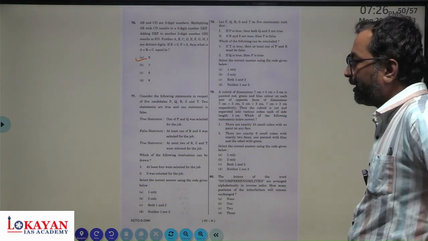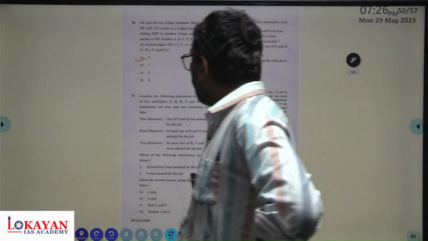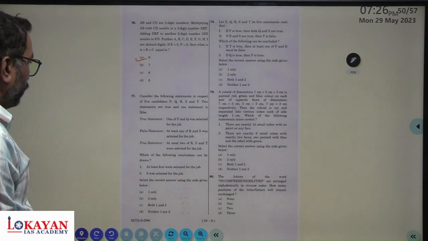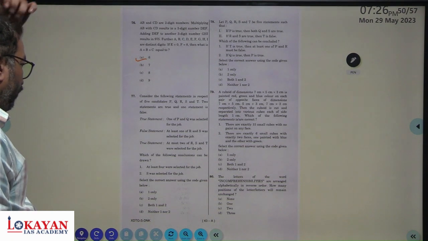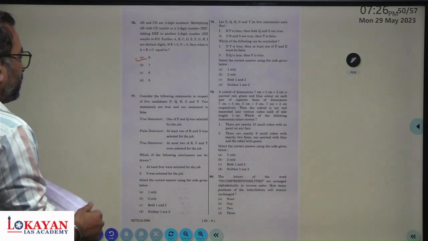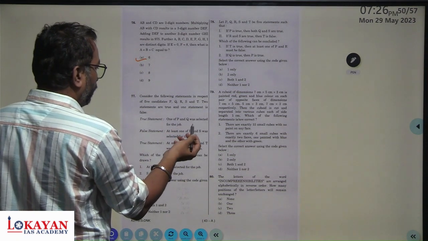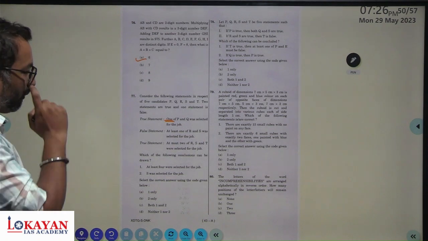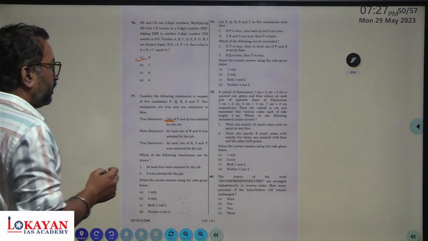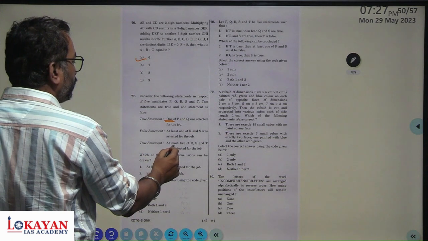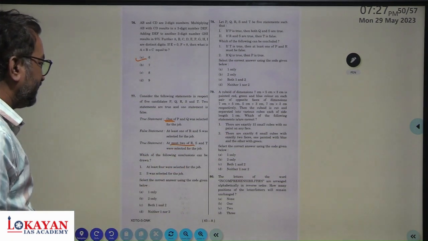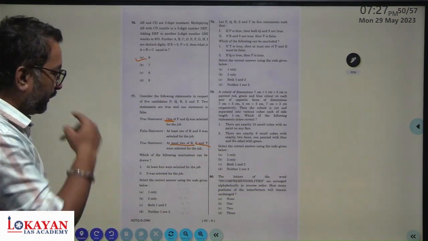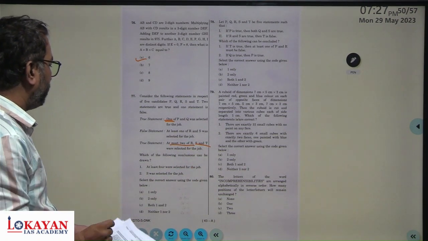Question number 77. Consider the following statements in respect of 5 candidates P, Q, R, S and T. 2 statements are true and 1 statement is false. True statement says exactly one of P and Q was selected for the job, right? False statement says at least one of R and S are selected for the job. And true statement again says at most 2 of R, S and T were selected for the job. Which of the following conclusions can be drawn?